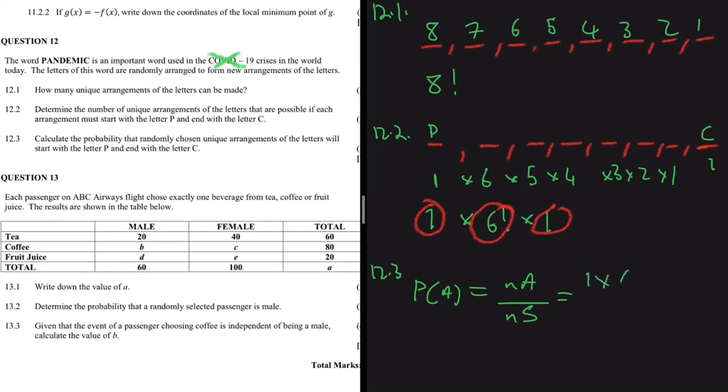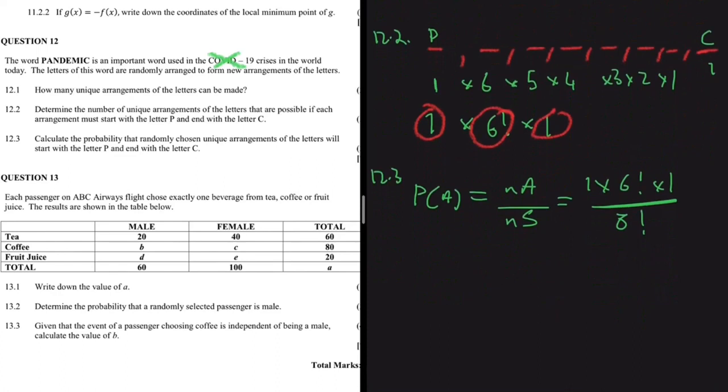1 multiplied by 6 factorial multiplied by 1. But then what are the possible arrangements of the letters if we don't have any restriction? If we don't have any restrictions, we have 8 factorial ways we can arrange the letters. So we basically have 6 factorial divided by 8 factorial, and that is equal to 1 divided by 56.